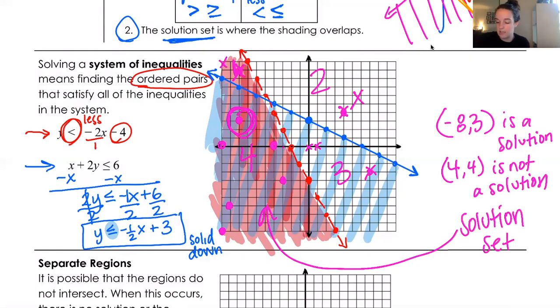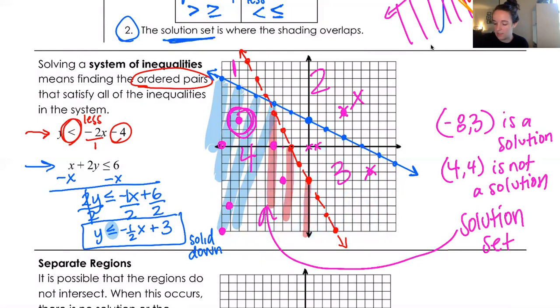So in IXL, you don't even want to color in this section here, and you don't want to color in this section here. You only want to color in this section right here. That is the only part of our solution set. So in IXL, all the other ones are going to be white, and just that one is going to be the one that you select.